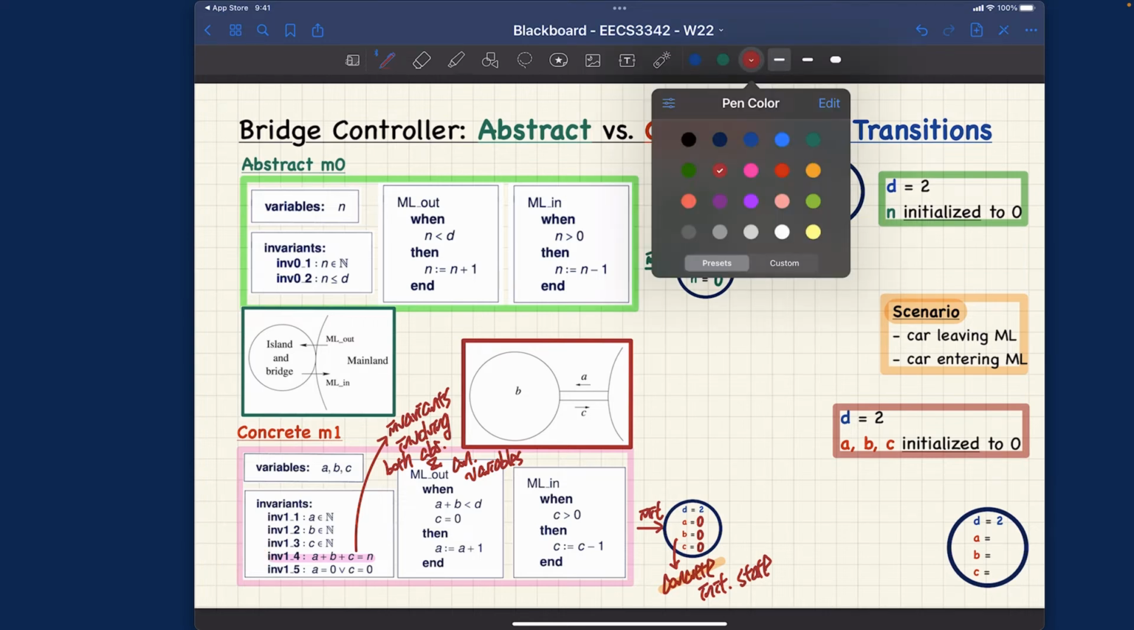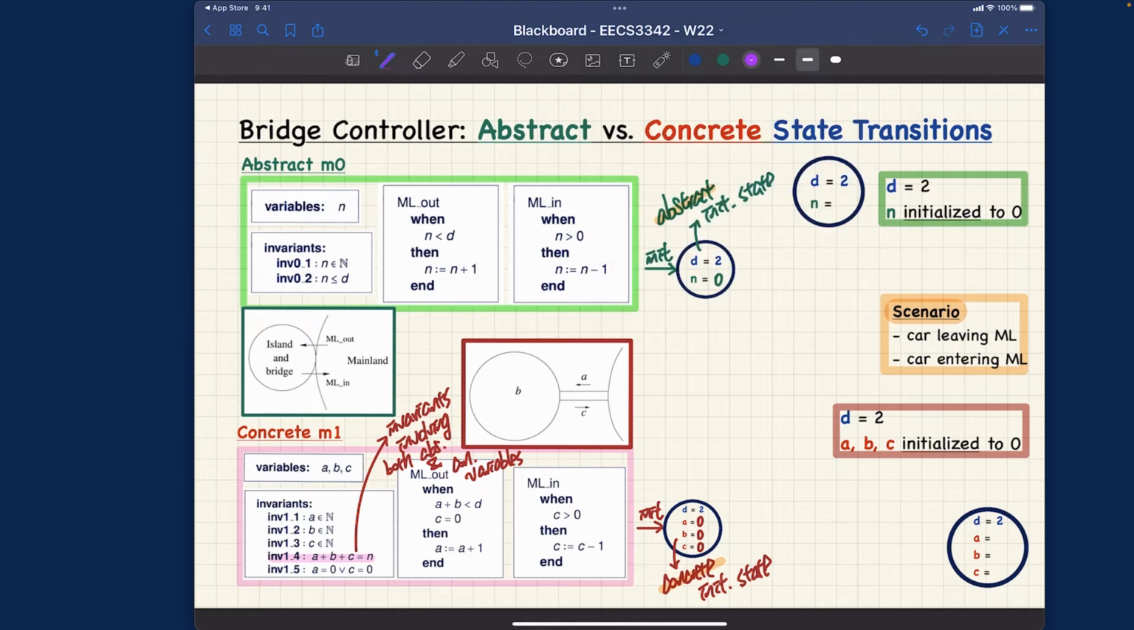So now I'm going to use maybe purple over here. How do we show that these two are actually consistent with each other? Especially since the concrete one is supposed to refine the abstract one. That's why I'm showing this arrow over here, right? So we want to ask the following question. Invariant number 4, which is A plus B plus C is equal to n. Is that the case? Well, indeed. A plus B plus C is exactly equal to 0 over here, right? So this one, check. This one is good.